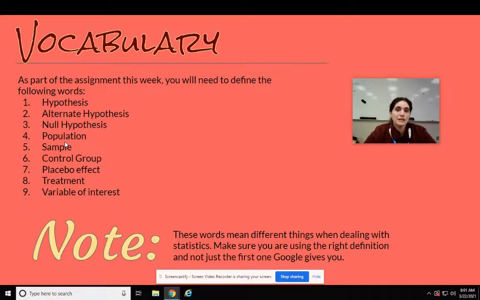So when you're looking these up, when you're going online and looking at these, don't just grab the first definition that Google gives you, because it might not be the right definition. But yeah, so this is going to be our statistics unit. The first thing you're going to need to do is define this vocabulary stuff. You're also going to be looking at the research cycle on this first assignment. And that's pretty much it. So yeah, this is just kind of an intro.